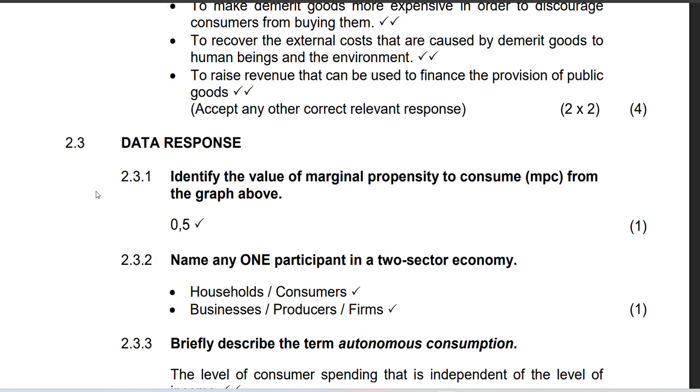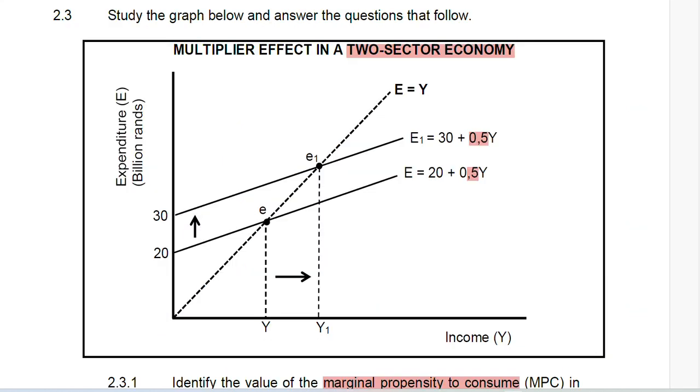And then 2.3, again, it is a data response. If a question is a data response, I will go to the data and thoroughly look at it, and once we are happy with what we see in the data, we'll come back and look at what we have in the solution. In 2.3, we are being provided with a graph. And this graph is a multiplier effect in a two-sector economy.